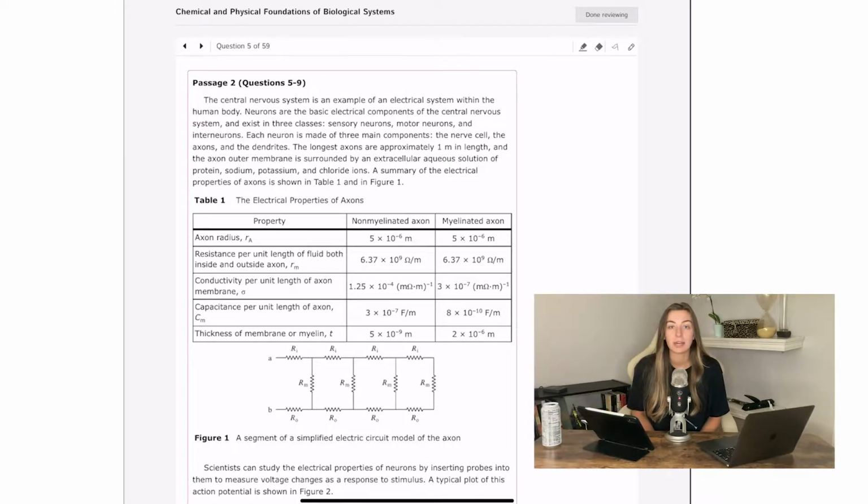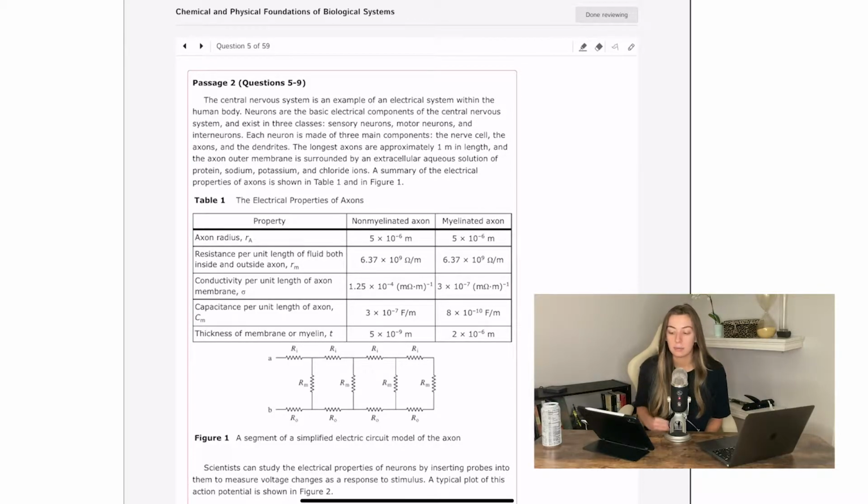The first thing I do when I reach a table or a figure is read any titles and figure captions that are associated with it. Table 1 says the electrical properties of axons. Obviously, here we're talking about neuronal axons. I also noticed that there's not a figure caption for this table, so I'm going to go straight into reading the titles of the columns on the table. We see on the left-hand side we have some sort of properties of axons. In the middle we have a non-myelinated axon, and then on the right we have a myelinated axon. So obviously we're comparing myelination versus non-myelination.